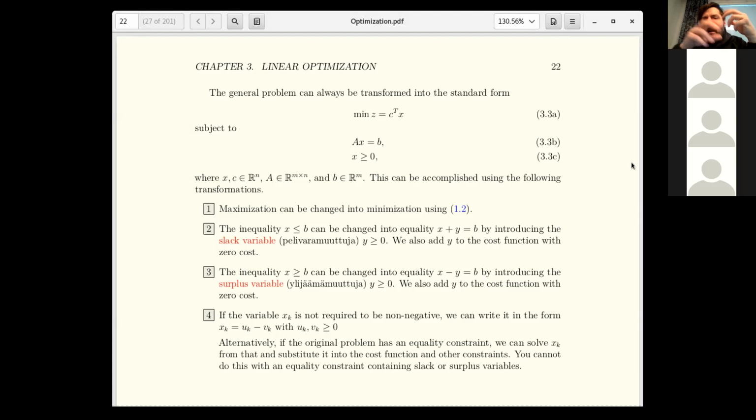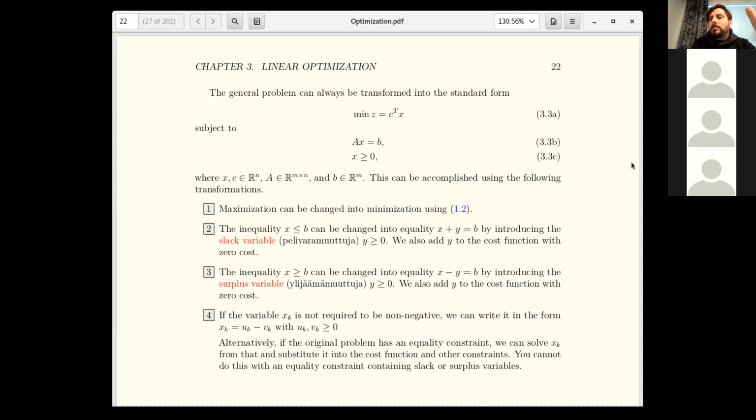If it's of the form something greater than or equal to b, we can change it into an equality constraint, introducing a new variable for each of these constraints called a surplus variable. So it becomes x minus y equals b, and the surplus variable is now positive. If x is greater than b, then this y is positive, bringing x minus y into being equal to b. And if x is actually equal to b, then this y is 0. So there's never a need for it to be negative.